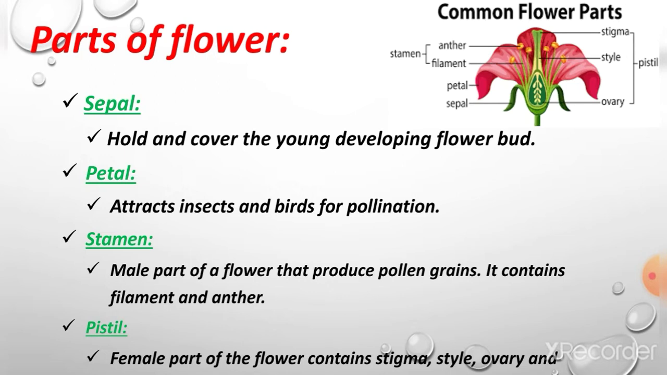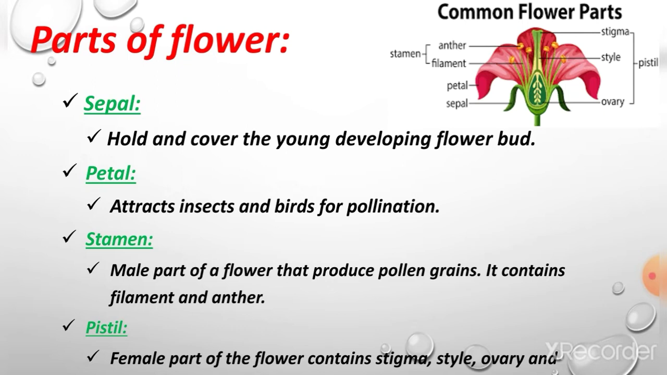And pistil. Pistil is the female part of a flower. It contains stigma, style, ovary and ovule. These all together are called pistil. So this pistil is known as the female part of a flower. Filament and anther are together called stamen. Stamen means the male part of the flower.